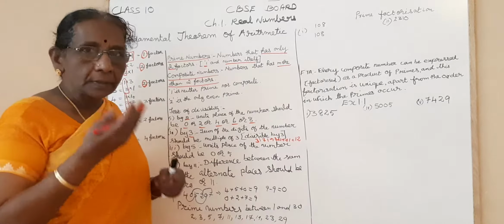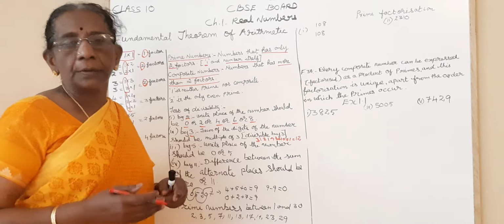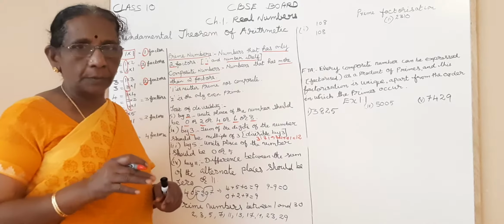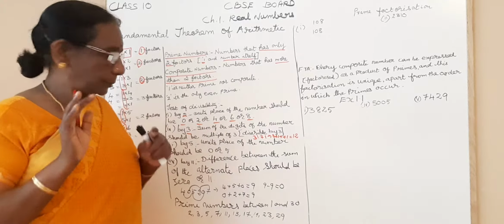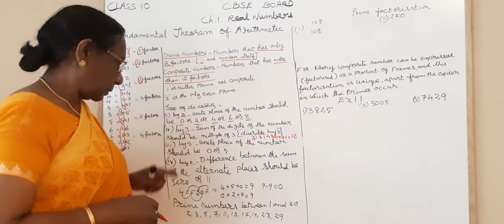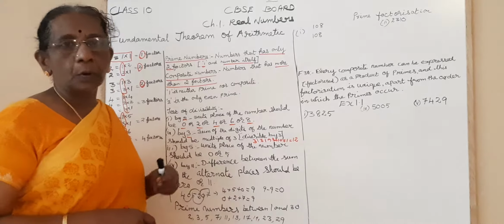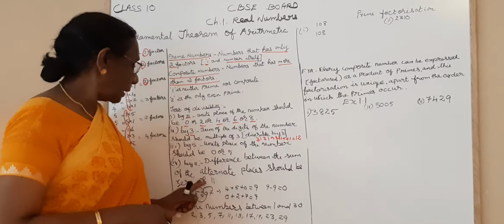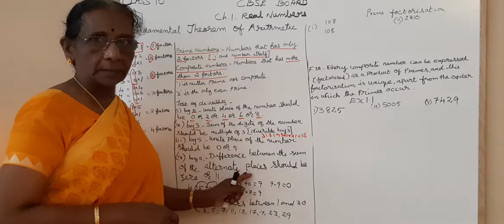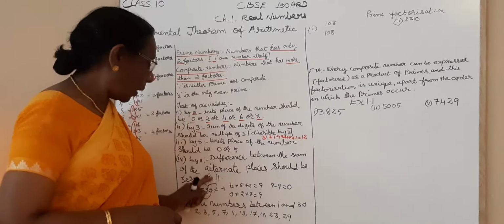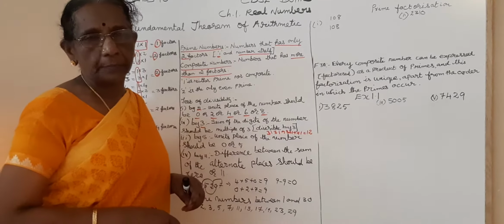If the number ends with 0 or 5, straight away you can come to a conclusion it is a multiple of 5, it is divisible by 5. And 11, for 7 we have no test. For 11, the difference between the sum of the alternate places should be 0 or 11 or multiples of 11.